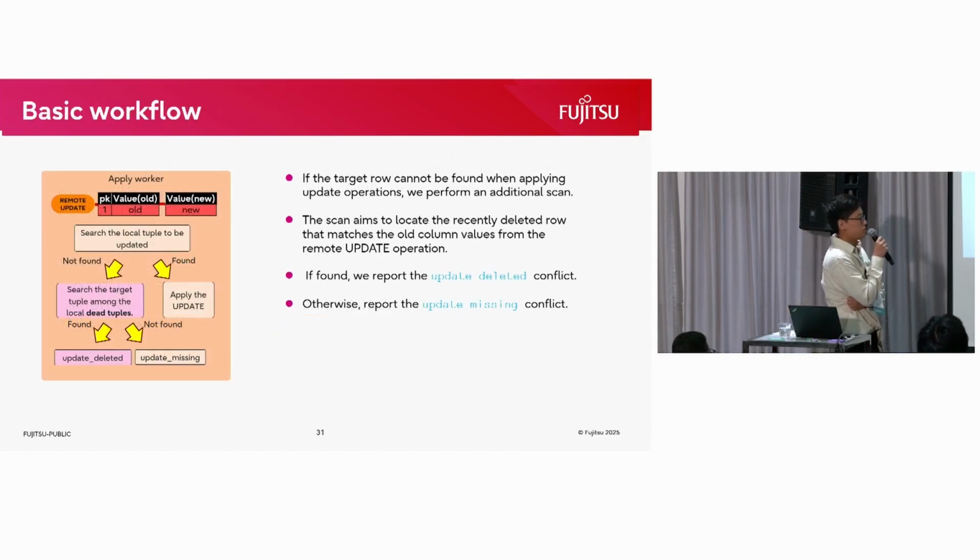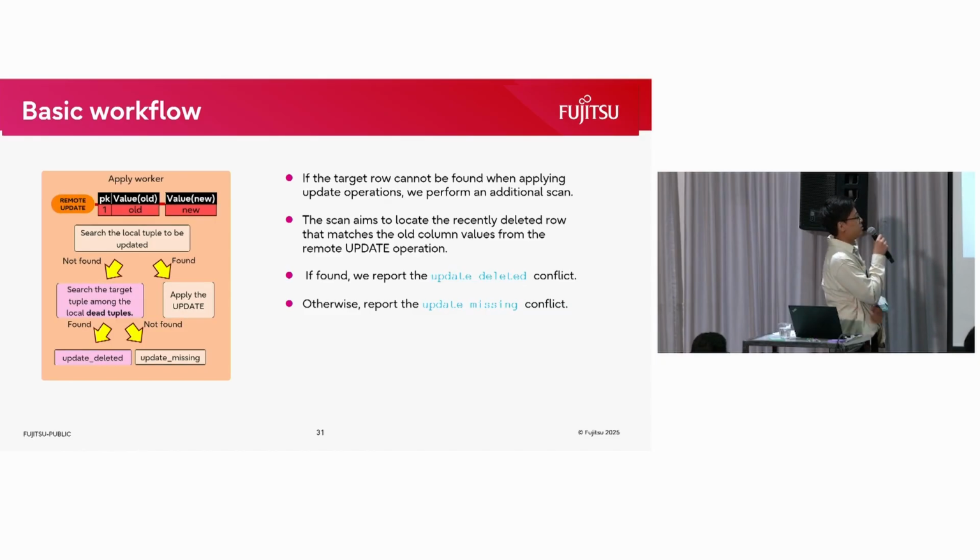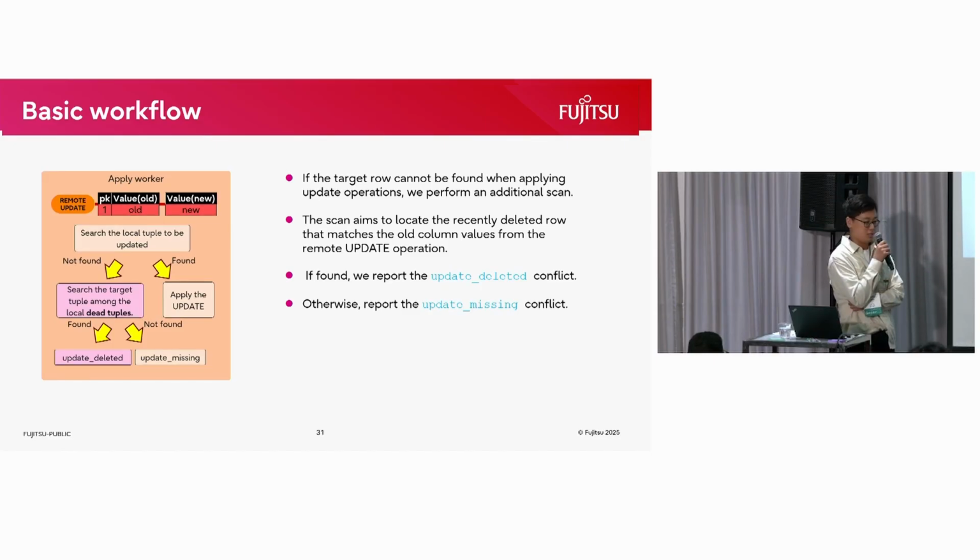And here is how it works. When the logical replication apply worker applies a remote update from the publisher, it first tries to search the local tuple to update. If it can find the local tuple, there's no conflict at all, so everything is okay. But if it cannot find the local tuple, it will perform some extra scan to locate the recently deleted tuple, matching the old value from the remote update. If it finds this dead tuple, it will report the new conflict, update_deleted. If not found, it will report the existing conflict, update_missing.